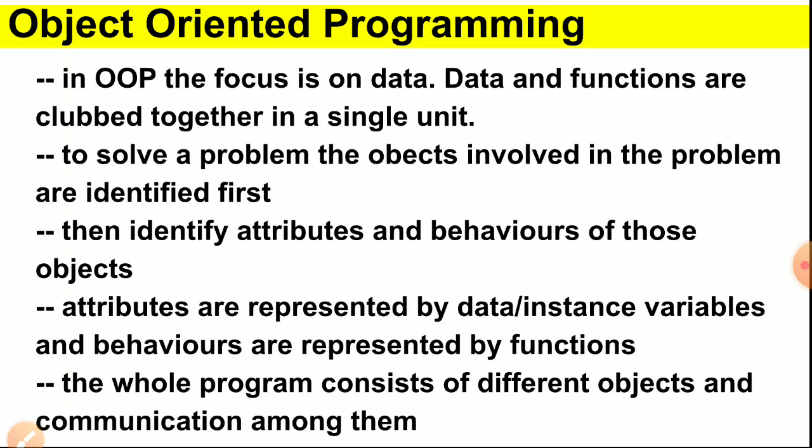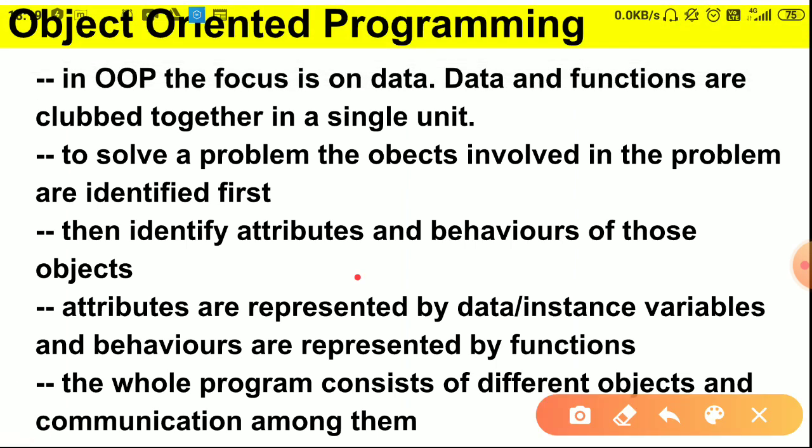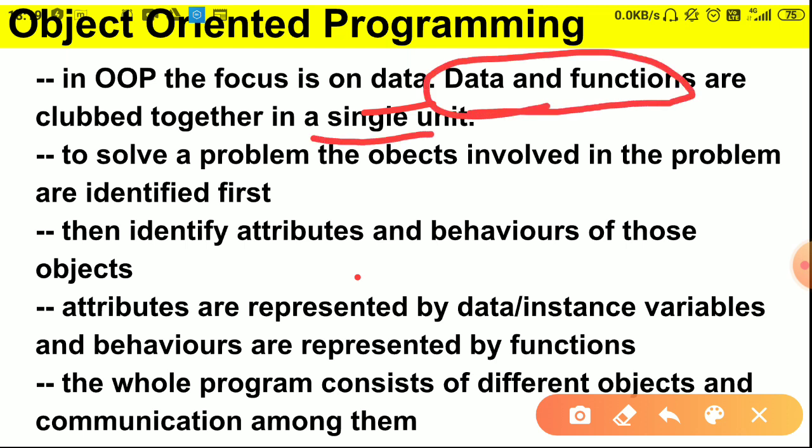The first point here is that in OOP the focus is on data. If you recall, in POP, where is the focus? The focus is on procedures or functions, but in OOP the focus is on data. Then, data and functions are enclosed in a single unit. We have already seen this, isn't it? What is that single unit known as? It is known as a class.